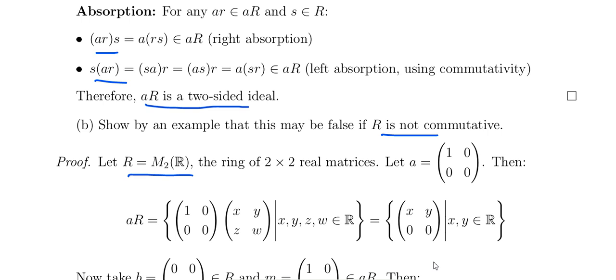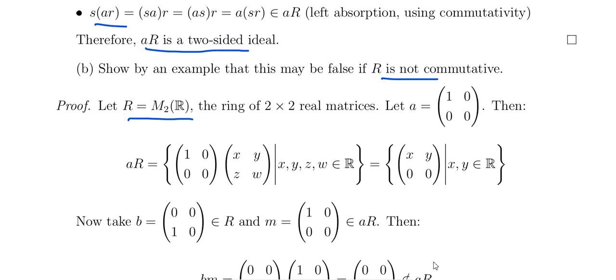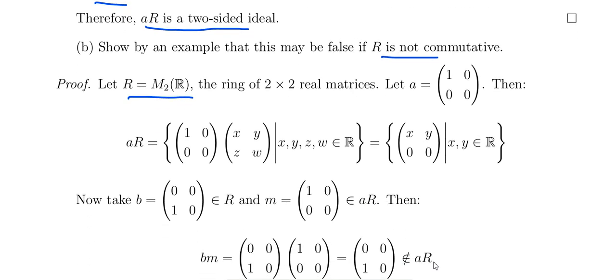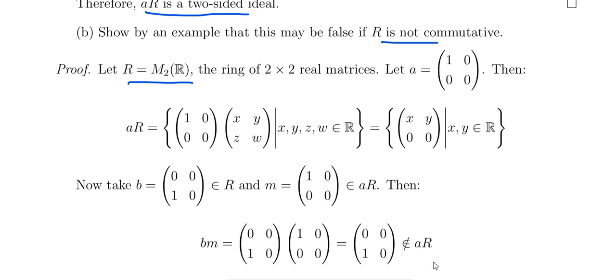When you choose A equal to the matrix (1 0; 0 0), then define AR like that: (1 0; 0 0) times (x y; z w), that is the collection AR. When you multiply it, that is (x y; 0 0), where x, y belong to R. Now take B equal to (0 0; 1 0), and M is (1 0; 0 0). M belongs to AR, and B belongs to R.